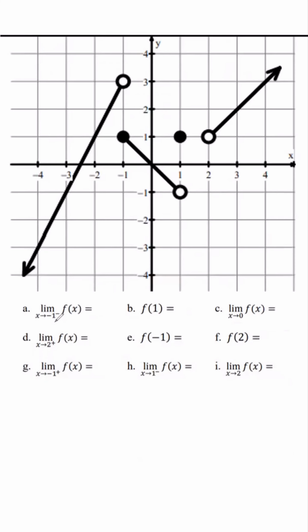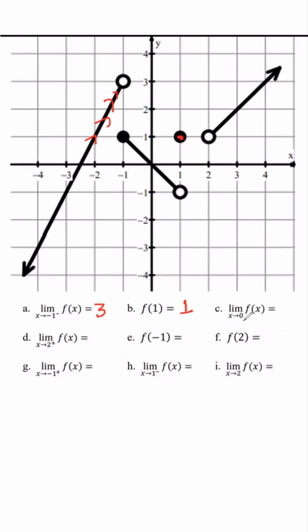First thing is x approaches -1 from the left-hand side. So basically, looking at this, we are getting the value 3. So this would be 3. Next thing is f of 1. f of 1 basically means the value of the function when x is 1. The value of the function when x is 1 is this value, 1.